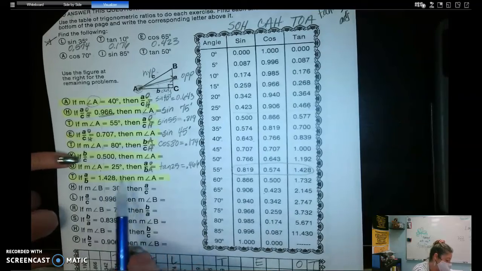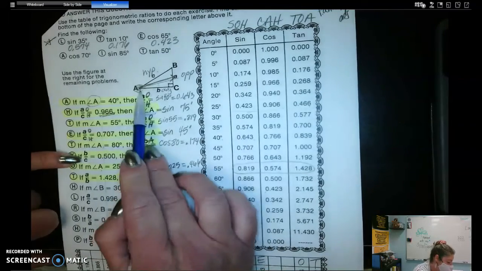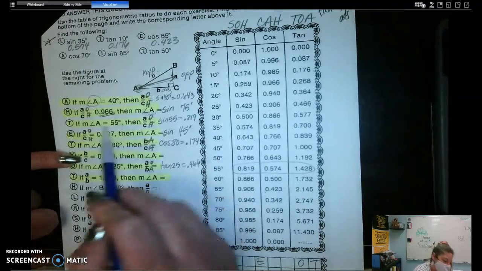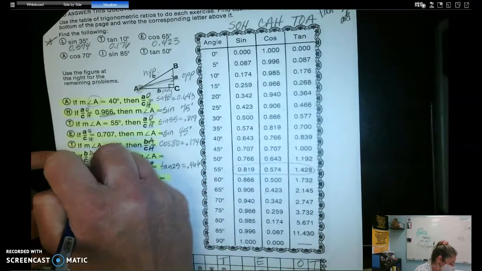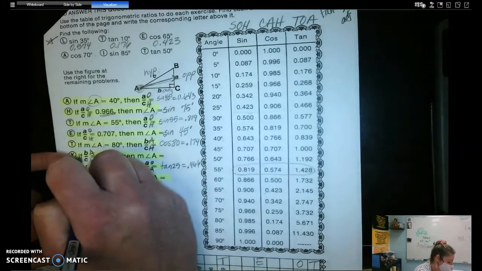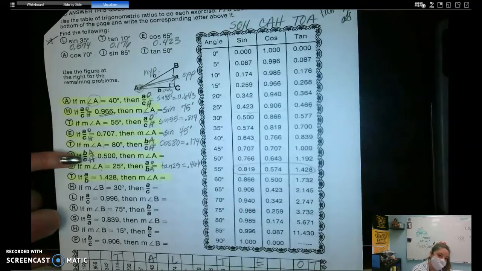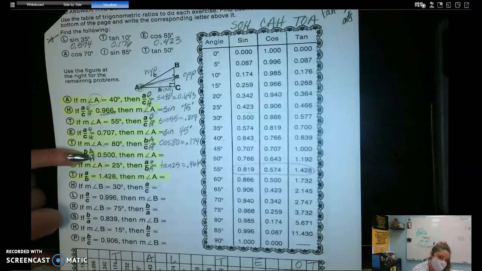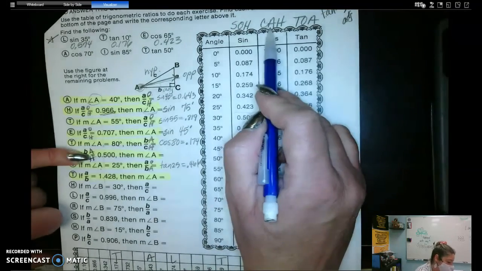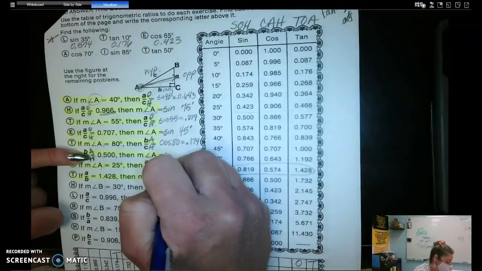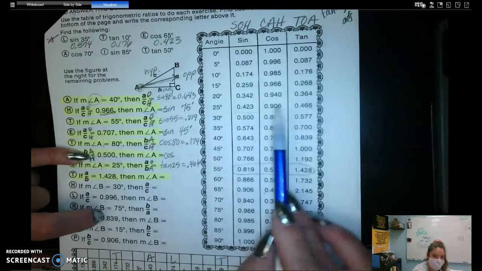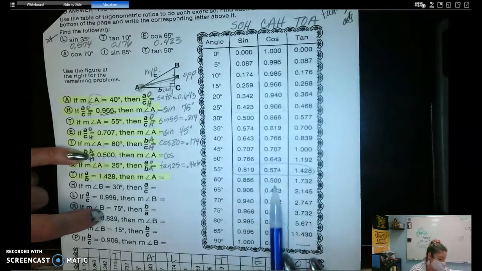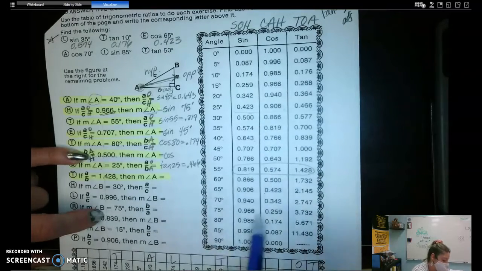Let's do letter Y. Again, focused on angle A, we want B and C. So B is the adjacent side this time. C is the hypotenuse. And so AH, right? AH is cosine. And so which one has a 0.5 in the cosine column? Cosine. There it is. 60 degrees.